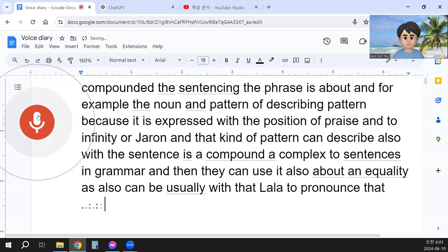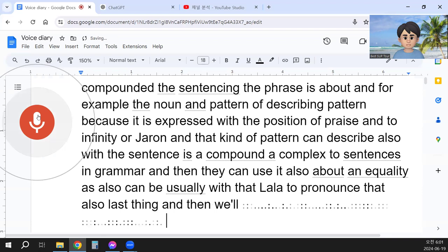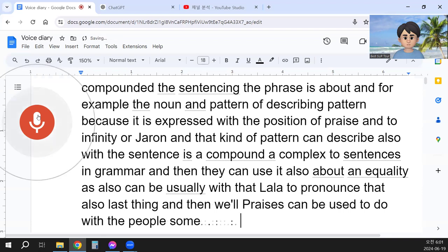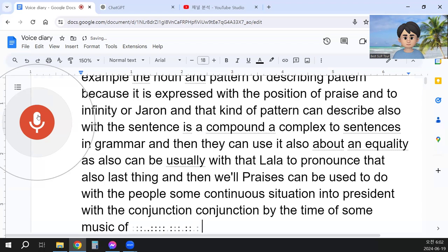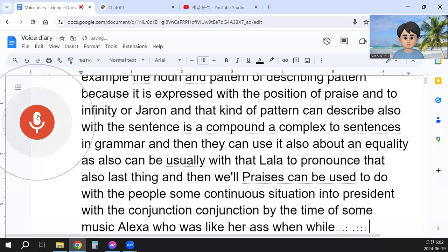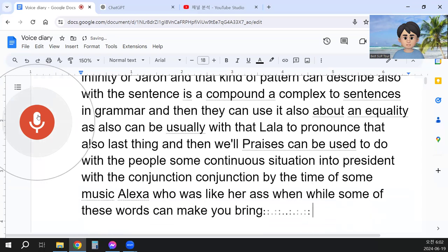Last, we talk about adverbs. The adverbial form is a very important part, and adverbial phrases can also be used with the prepositional pattern, to-infinitive, or some continuous situation in the present or past, and with conjunctions. Lots of words like as, when, while can bring things together.